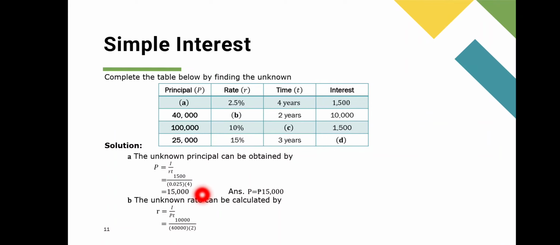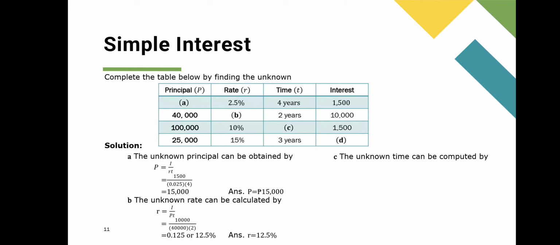So 40,000 times 2 first, then 10,000 pesos divided by 80,000 pesos. So you get 0.125, or that is 12.5%. So the rate for letter B is 12.5%. Letter C, we're looking for time.